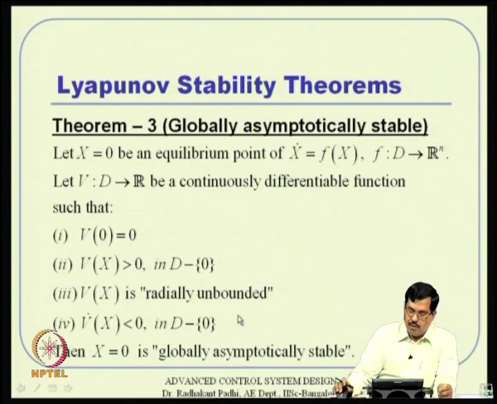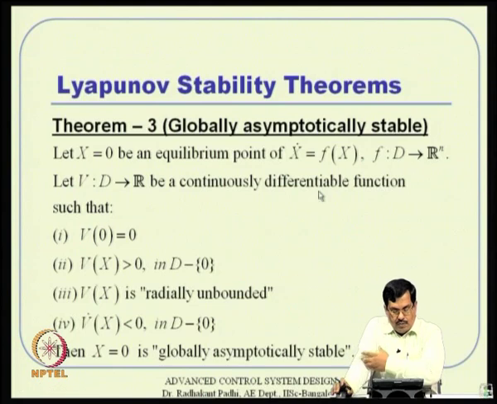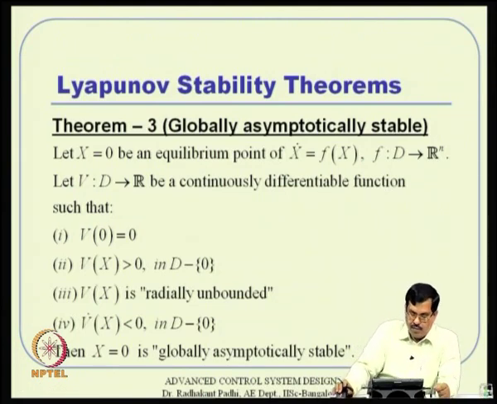Then there is a third definition. All of what we saw so far is local, that means only around a neighborhood will my solution converge and things like that. What about global stability? Global stability is valid provided there is one additional condition, which tells you that V of x is not only positive definite, but V of x also needs to be radially unbounded.